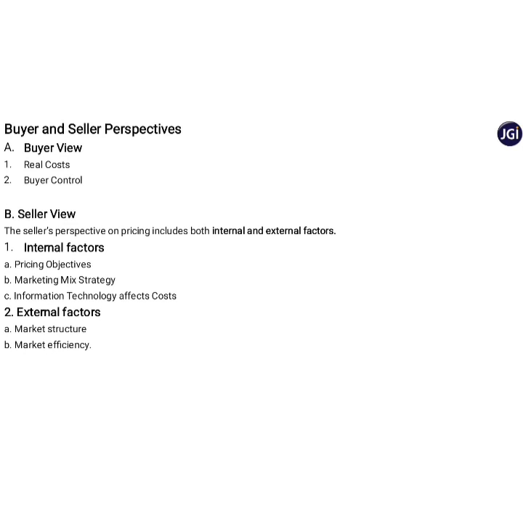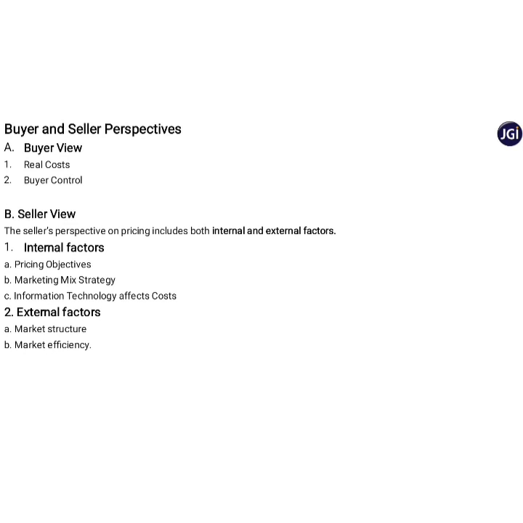Again I repeat, sellers view price as the amount of money they receive from the buyer. What is that amount the seller is receiving from the buyer? How does the seller look at this? Are they making a barter system of exchange or are they making profit out of it? Now the seller perspective on pricing includes both factors, students. One is internal factors and the second is external factors. Now let's understand them one by one.